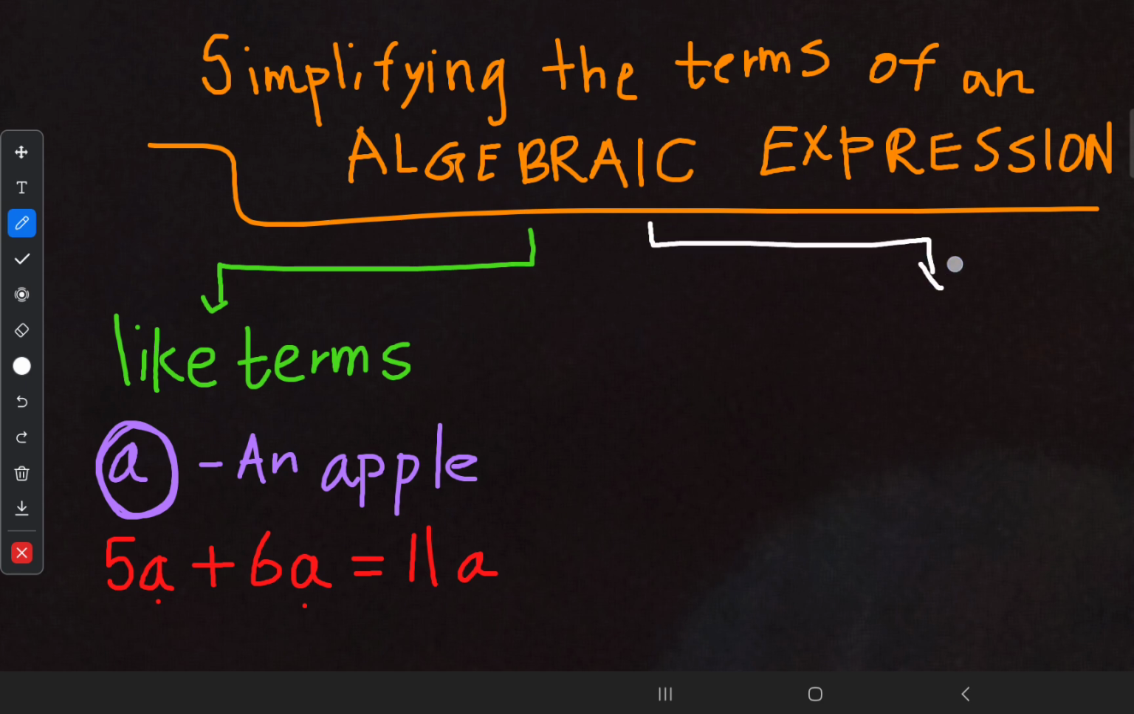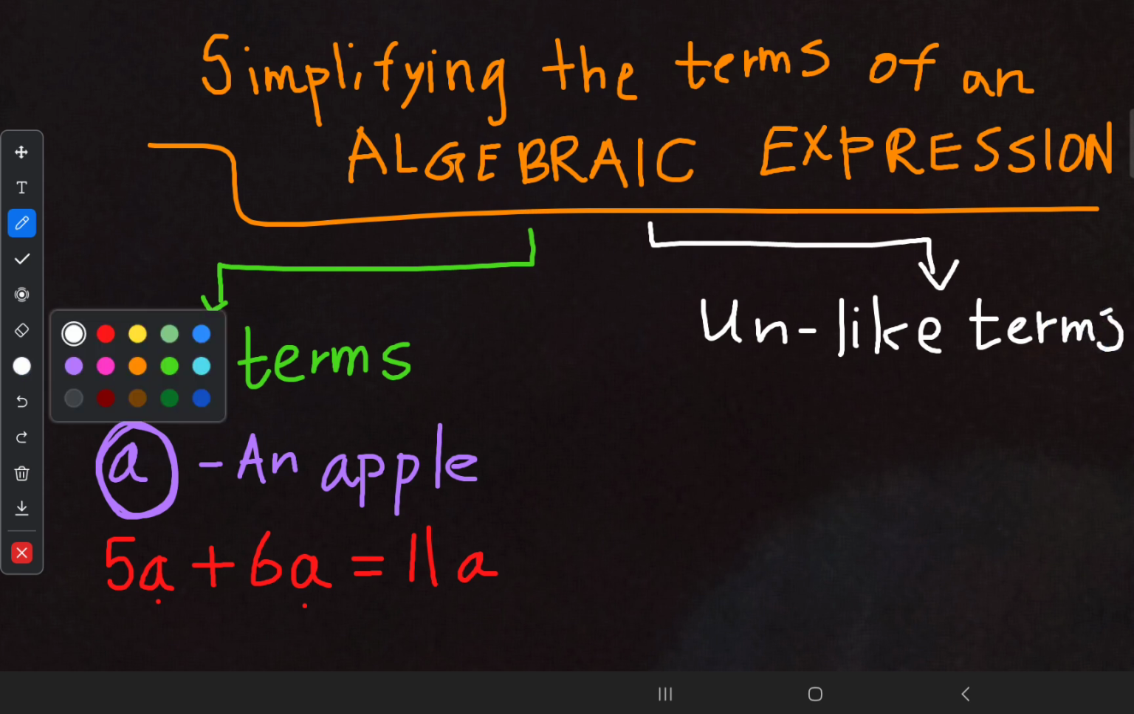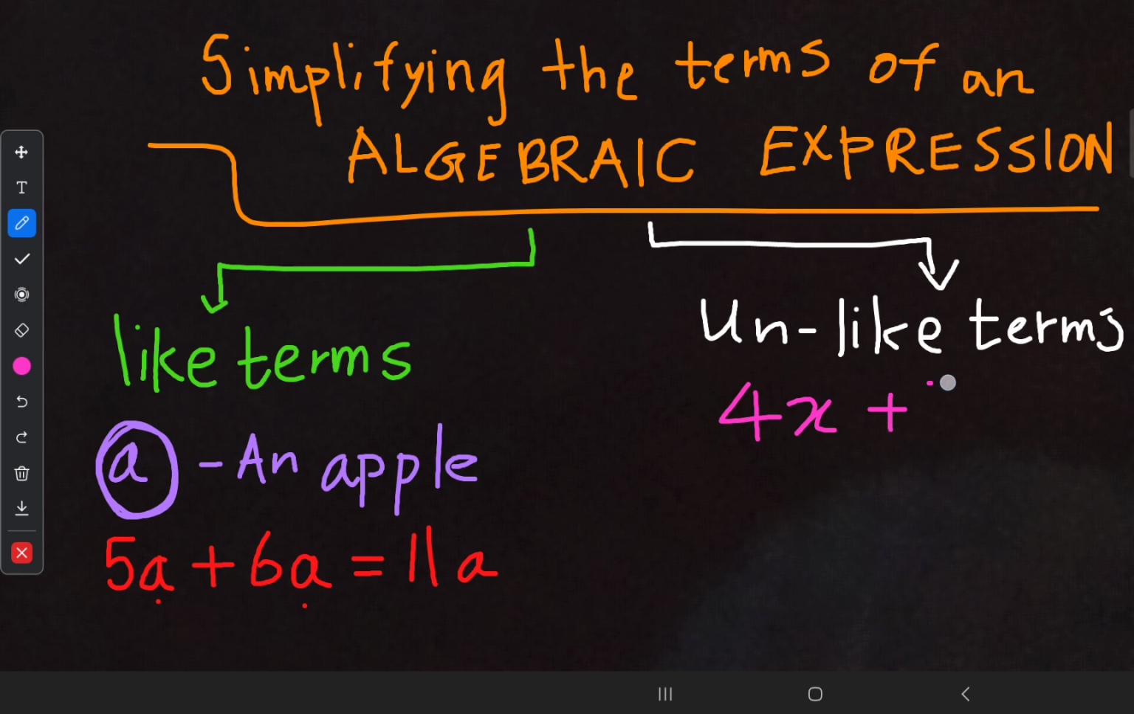The second classification of algebraic expression is unlike terms. Let's see what is indicated as unlike terms. For an example, 4x added with 3y. This is our example for unlike terms. Here you can see both of these components have different variables. The unknown constants are different in these two components.